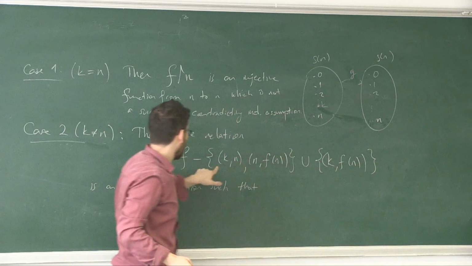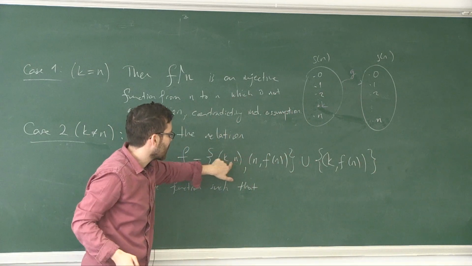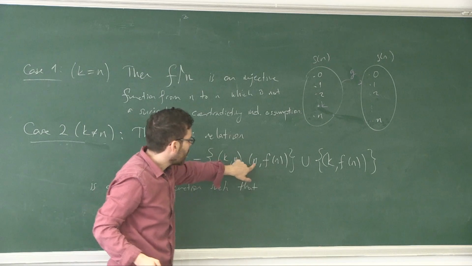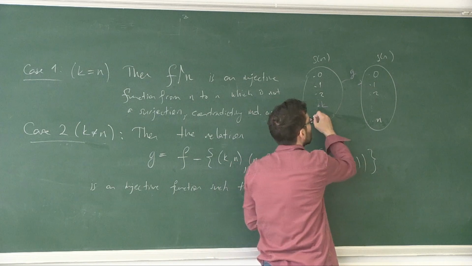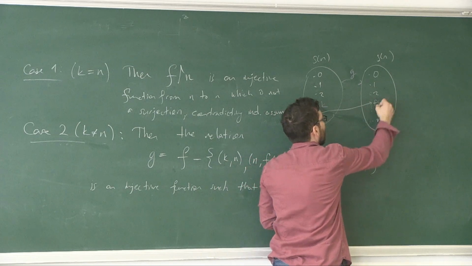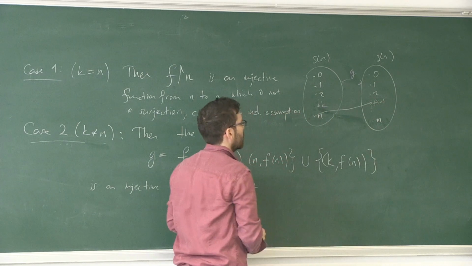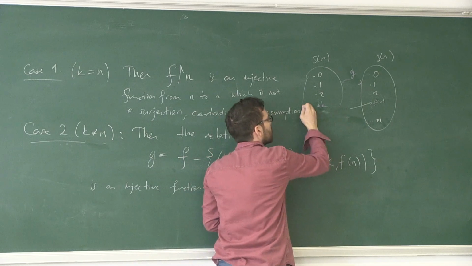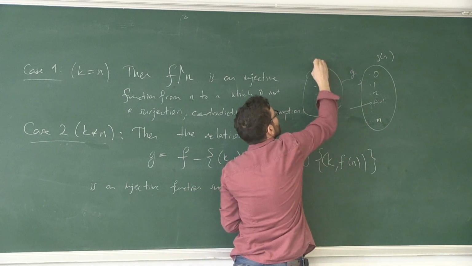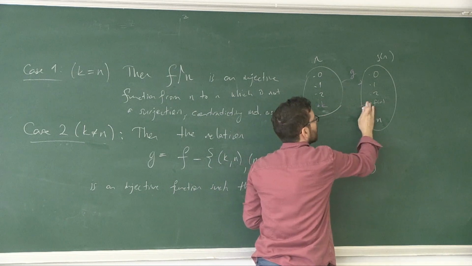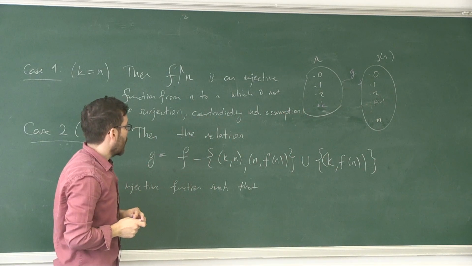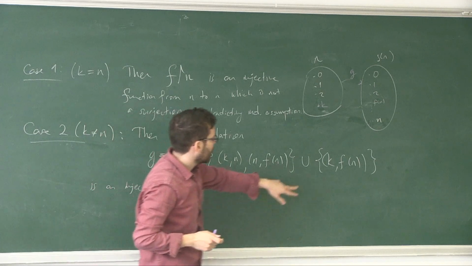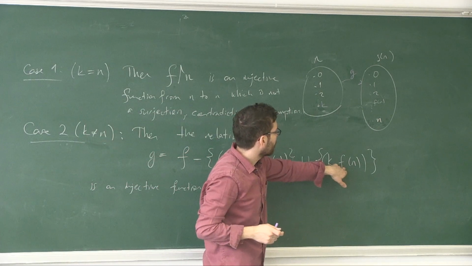What I do is I take this out, so it does not map k to n. And it maps n to f of n. Okay, this n goes to some f of n. And I take this pair out as well. So the domain of my function is now n. Okay? And I add the following. K is mapped to f of n.